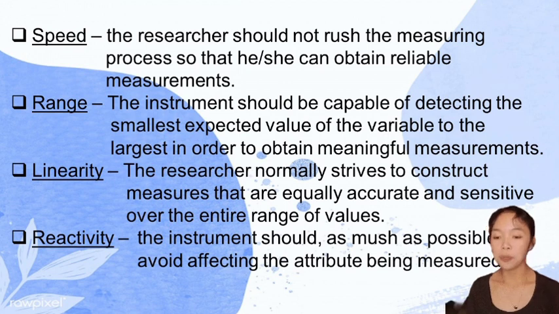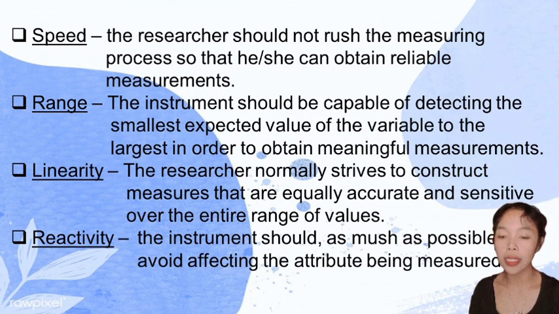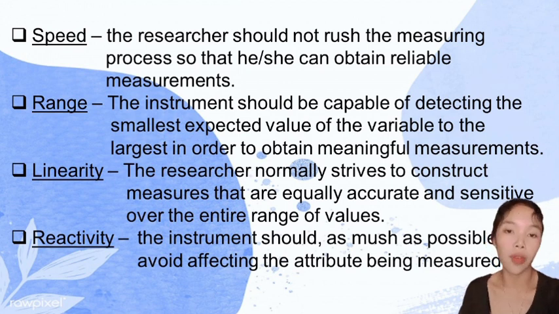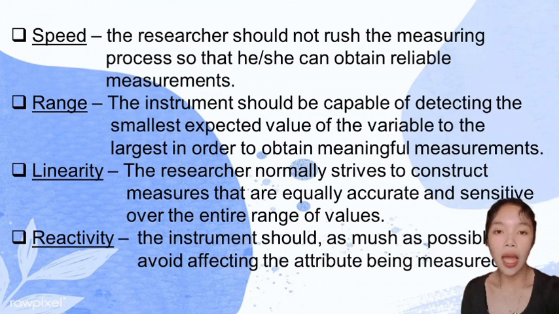Next is linearity. The researcher normally strives to construct measures that are equally accurate and sensitive over the entire range of values. And lastly is reactivity. The instrument should, as much as possible, avoid affecting the attribute being measured. So it is also known as the observer effect. It takes place when the act of doing the research changes the behavior of participants, thereby making the findings of the research subject to error. So to avoid that, one way is to conceal the purpose of the study.